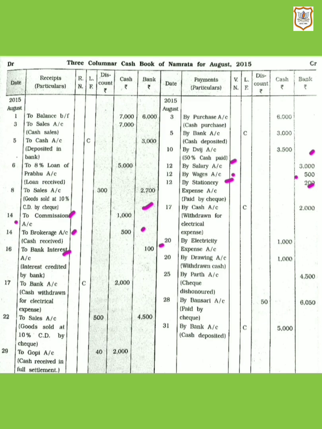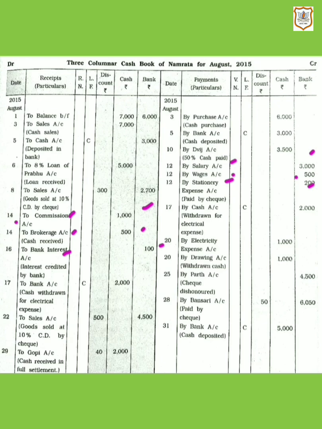Now next transaction, date 17th. 2000 withdrawn from the bank for the payment of the electricity bill. So here you note that electricity bill has not been paid yet. On date 17th, here trader has only withdrawn cash from the bank for the payment of electricity bill. Electricity bill has not been paid on date 17th.